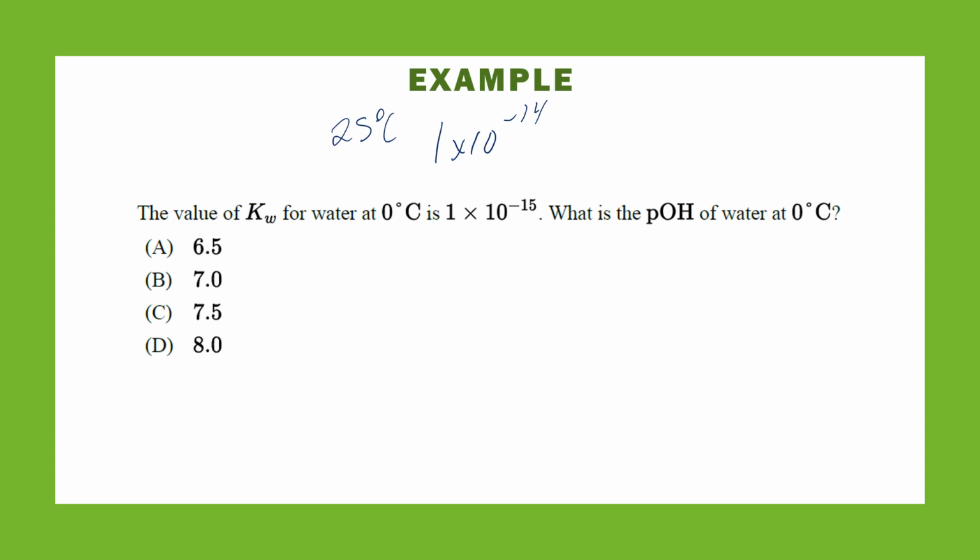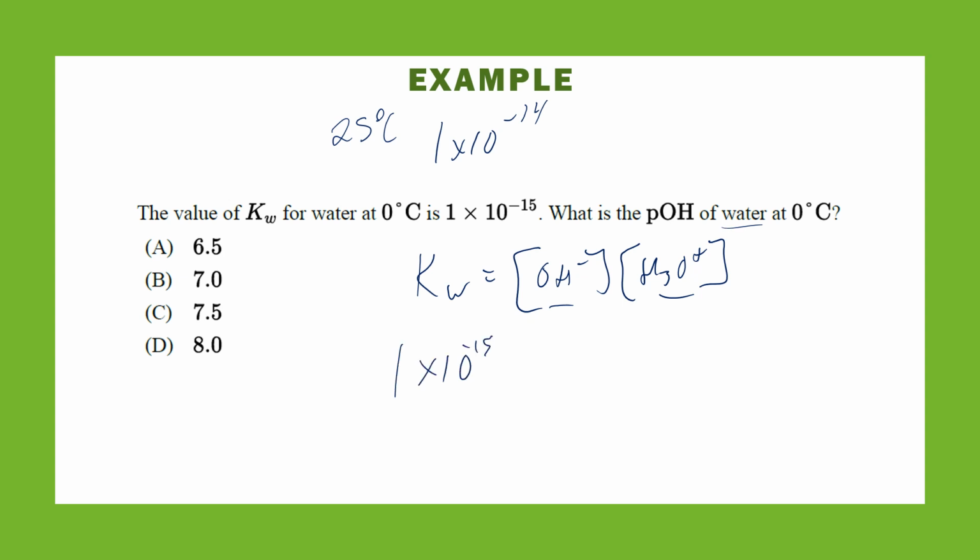So in this case, it says, what is the pH of water at 0 degrees Celsius? Well, Kw is always going to be equal to the hydroxide ion concentration times the hydronium ion concentration, or hydrogen ion concentration. And those are equal because it is pure water, right? So I can say that Kw is equal to x squared. And then I can take the square root of both sides to find the value of x. So I get 3.16 times 10 to the negative 8 equals x.